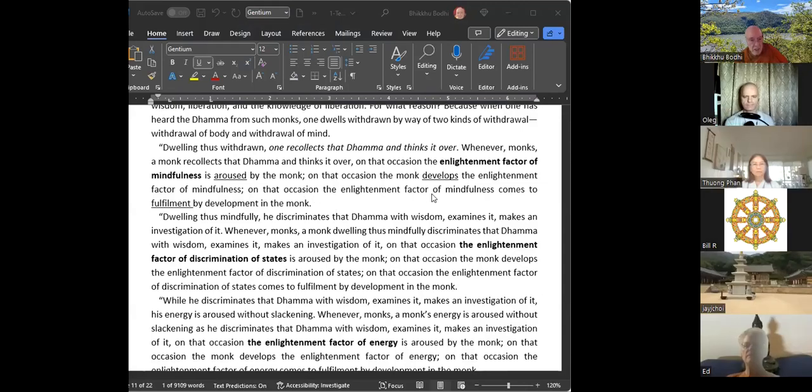And then in the third stage, the enlightenment factor comes to fulfillment by development. That is, as one develops it, the enlightenment factor reaches the highest point. The enlightenment factors come to fulfillment with the attainment of what is called the world transcending path, the different stages of actual enlightenment.